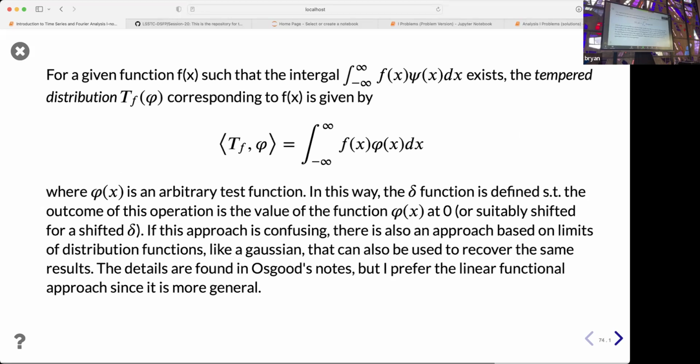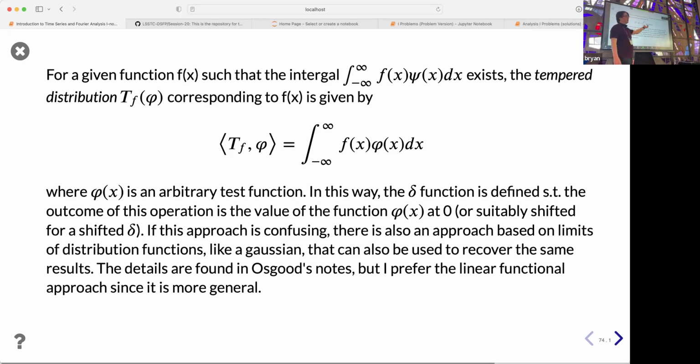This is a bit more jargon, but this is the notation. If I have a distribution T_f that corresponds to some function f(x), then the action of that distribution is given by this integral. The reason I included this, I should have been a little clearer, is you've probably seen this kind of statement that if you integrate over a Dirac delta function, you get either 1 or 0, but somehow there's infinite area. This is a better way of writing that.